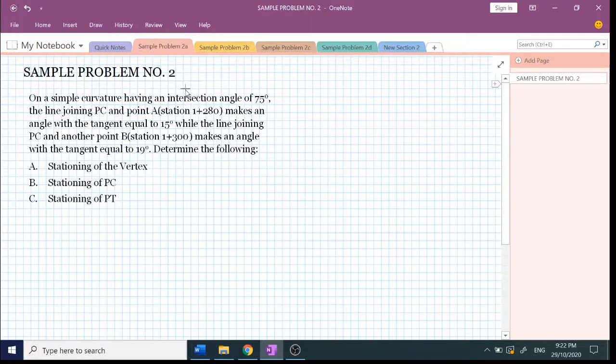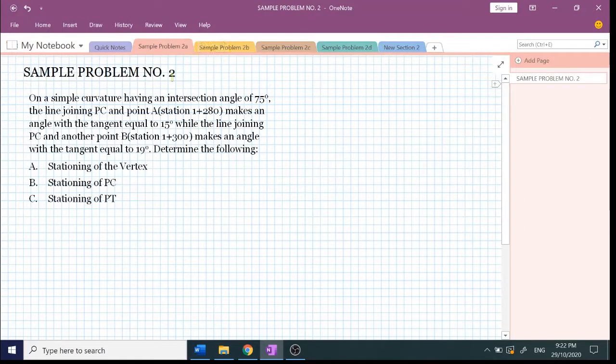Good day to everyone. Our problem today is about simple curvature, particularly on the relationship between the degree of the curvature and other elements of a simple curvature. And the problem goes like this.